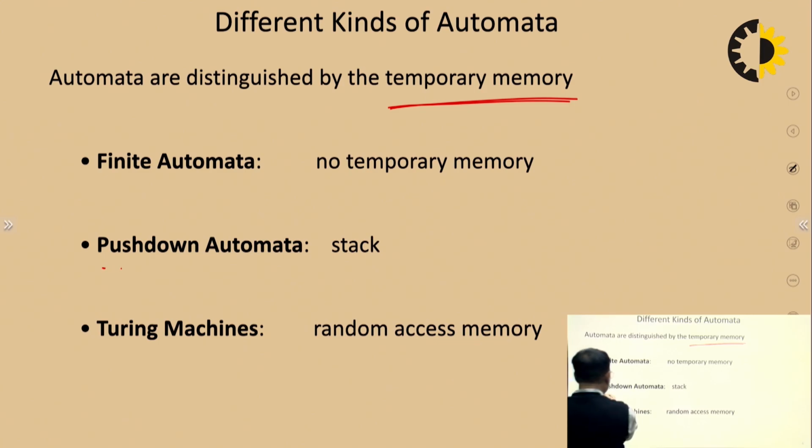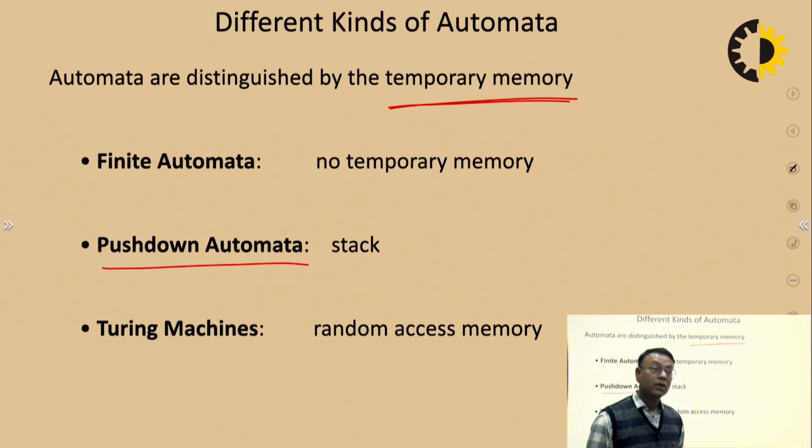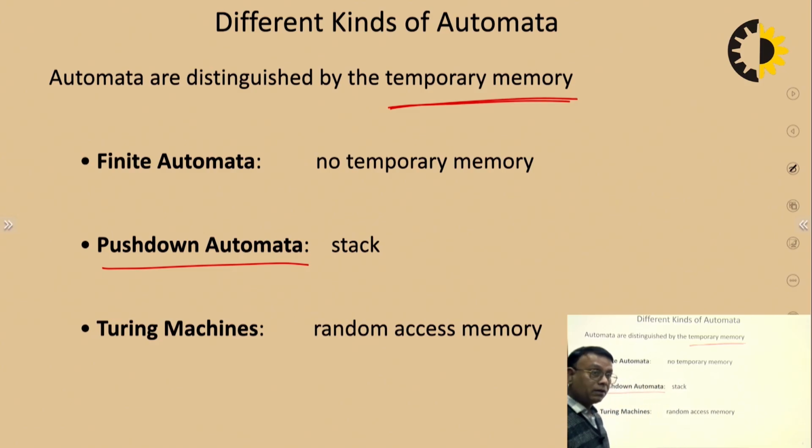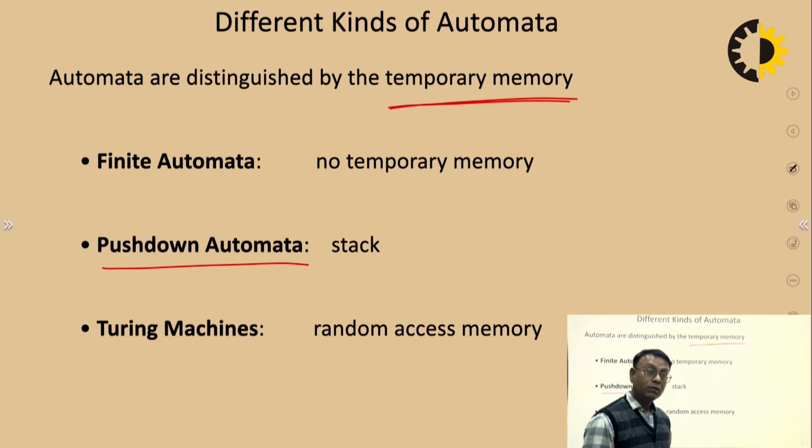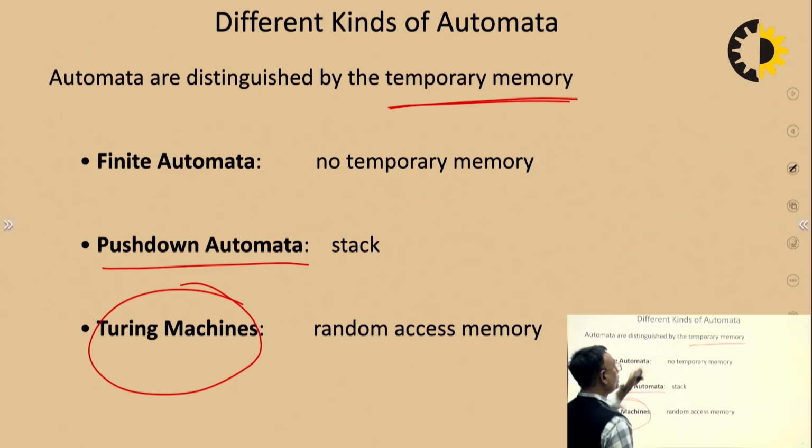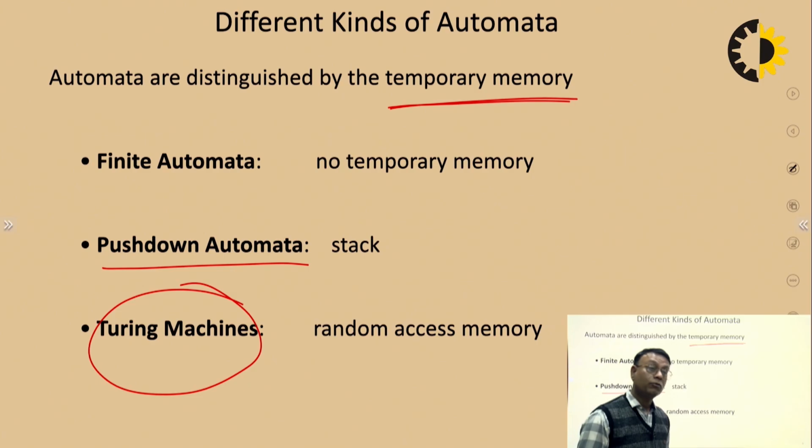Then pushdown automata: there is a temporary memory that is known as the stack. Stack is basically used for push and pop operations. Then next, the Turing machine: random access memory is there, where the Turing machine can move left, right, anywhere. So this is the powerful machine in automata theory. If we are talking about the power of automata, finite automata is less powerful than pushdown automata, which is less powerful than the Turing machine. The Turing machine is the most powerful machine of automata.